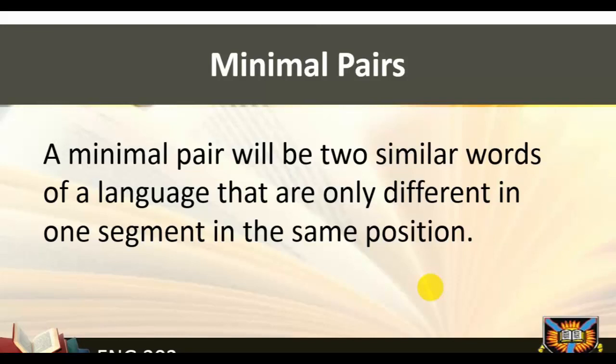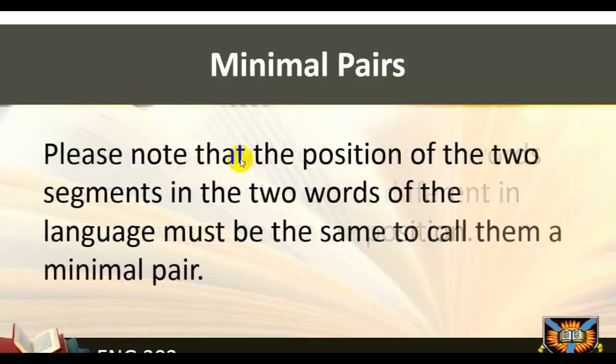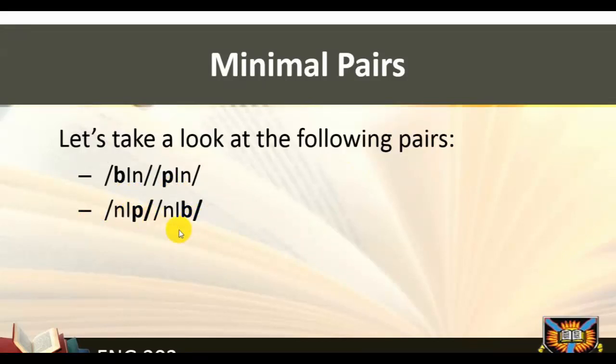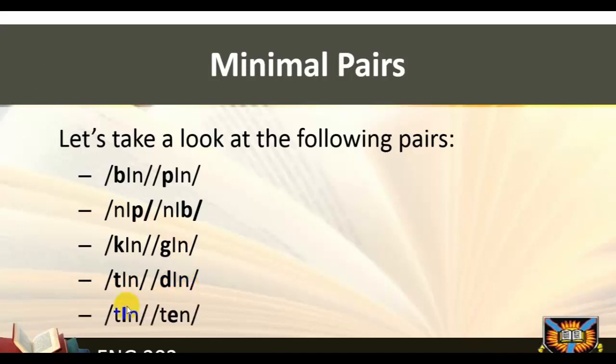Minimal pairs. A minimal pair will be two similar words of a language that are only different in one segment in the same position. Please note that the position of the two segments in the two words of the language must be the same to call them a minimal pair. Let's take a look at the following pairs: BIN, PIN; NIP, NIB; KIN, GIN; TIN, DIN; TIN, TEN.